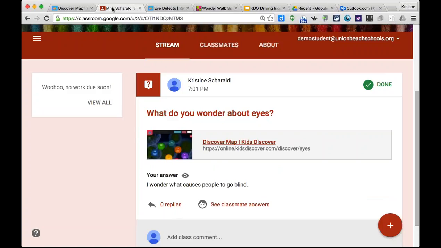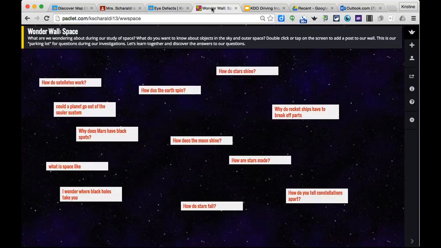What I want to do now is move over to another example of how you can incorporate Kids Discover Online very easily with other online platforms, and that is Padlet. So I'm now changing to my Padlet tab. This is already loaded up, and I'm going to give you a little bit of background on what you're looking at and what Padlet is.